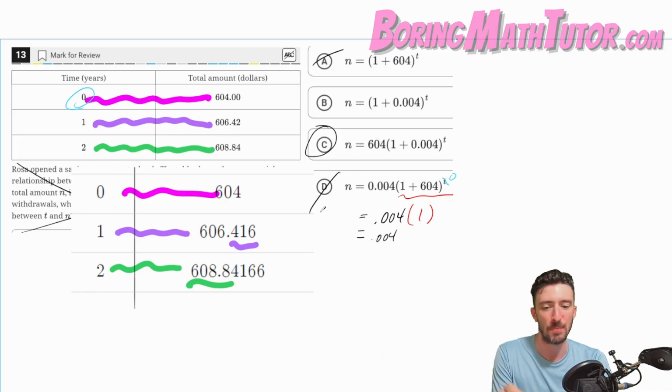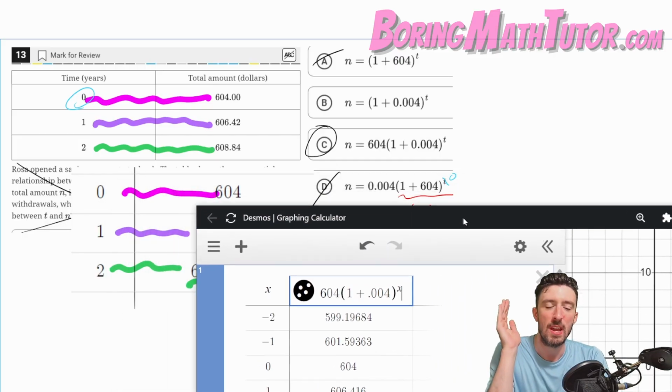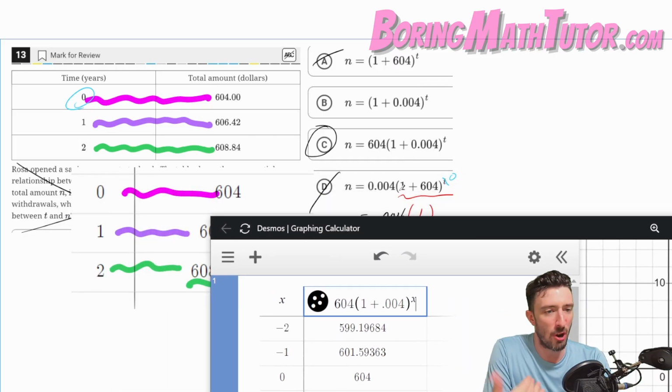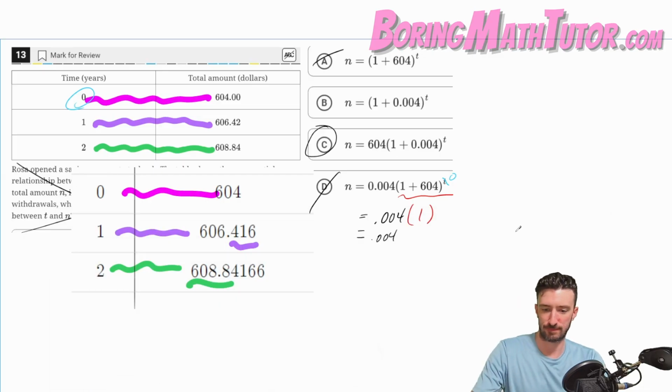It is C. And that's how you use Desmos. Create a table and match it up. You could also plug it in by hand if you're super good. So that's it. We're done. Let's get out of here.